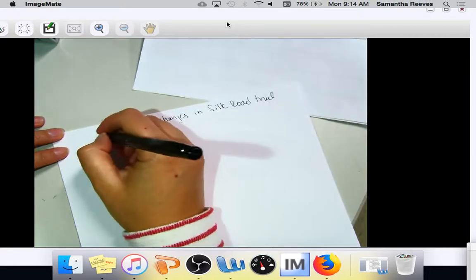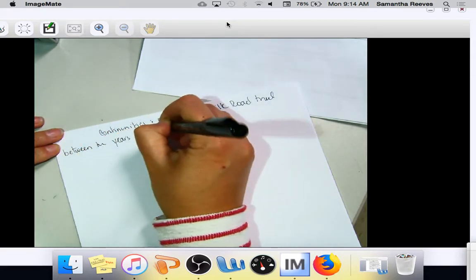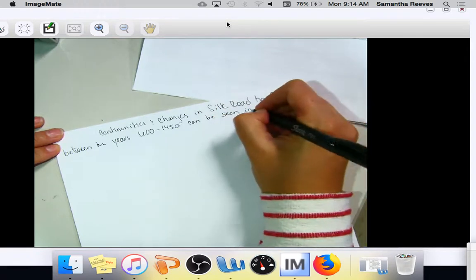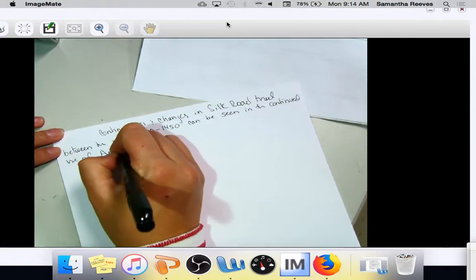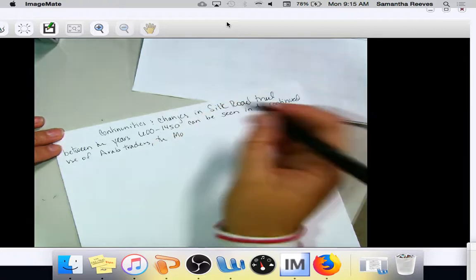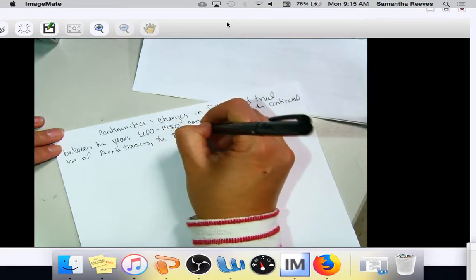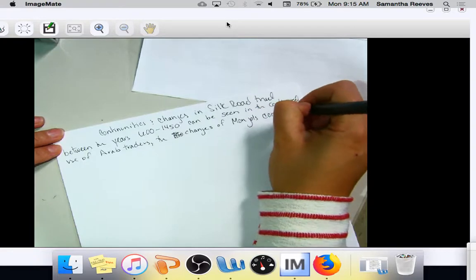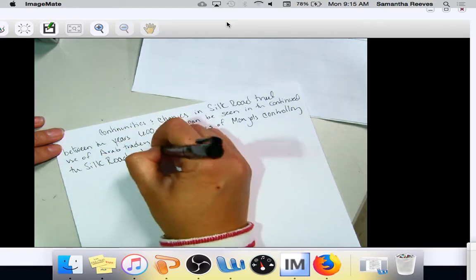Silk Road trade between the years 600 to 1450 can be seen in the continued use of Arab traders and the Mongols, and the continuity of Arab traders and the changes of Mongols controlling the Silk Road and the spreading of the Black Plague.